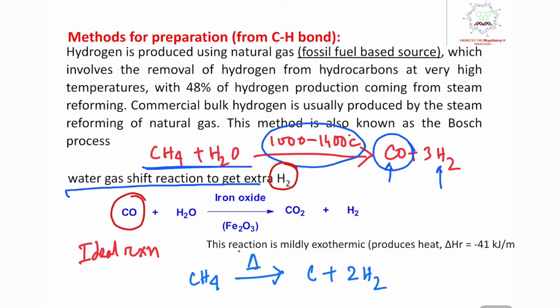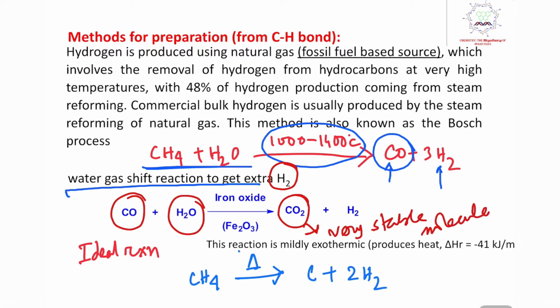How? By reacting this carbon monoxide and water, it produces carbon dioxide. Remember student, carbon dioxide is one of the very stable molecules. It is thermodynamically stable and kinetically relatively inert, and along with that it produces one molecule of extra hydrogen. So from one molecule of methane, how many molecules of hydrogen are we getting here? 3 molecules here, 1 molecule, so 4 molecules. That's why this reaction is very interesting.